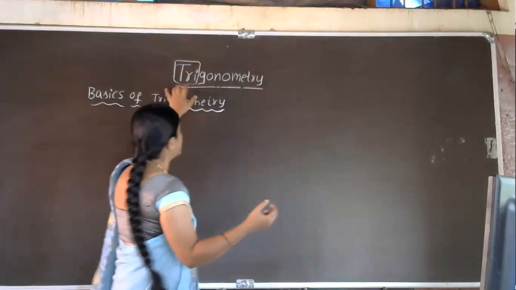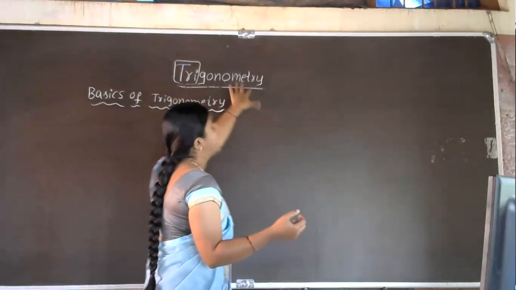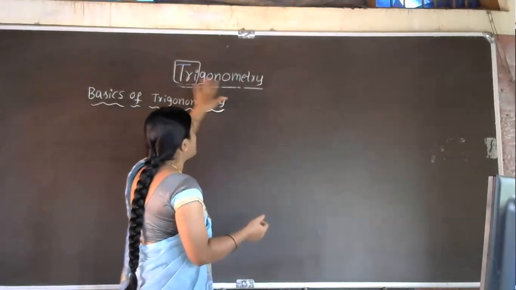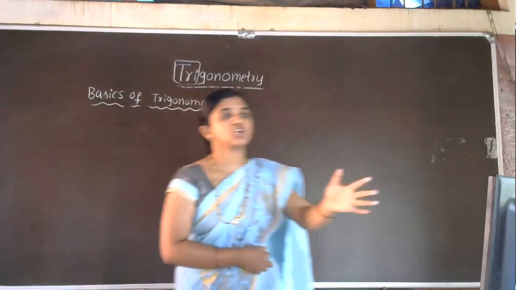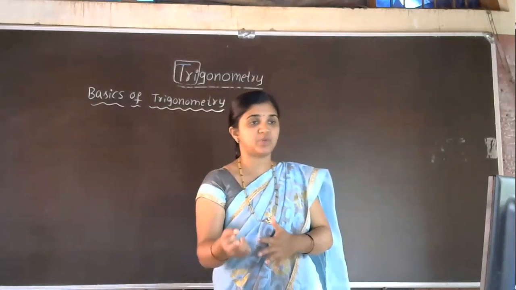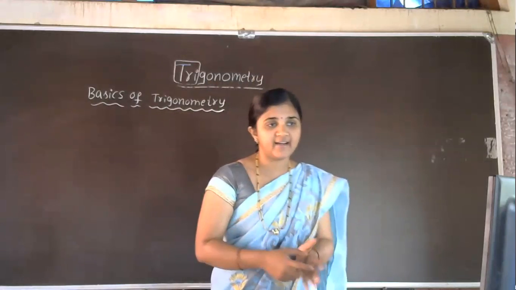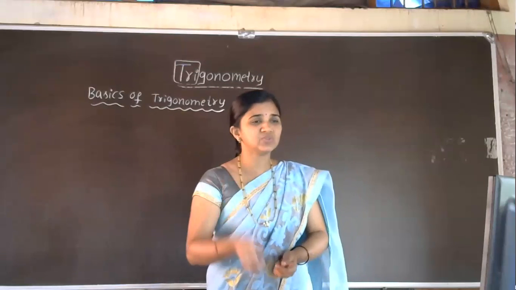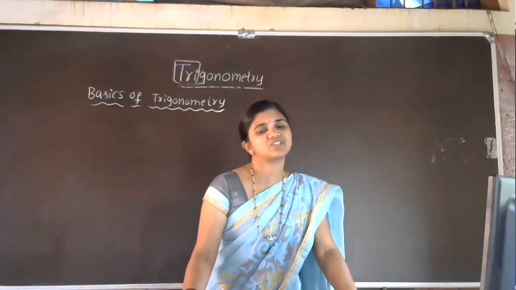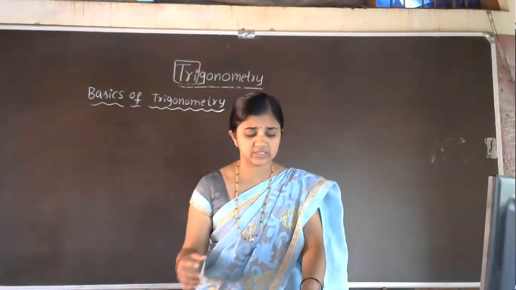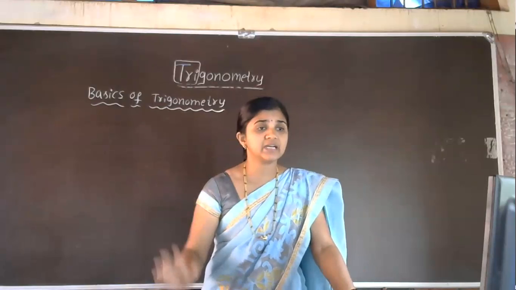So trigonometry: tri means three, gon means sides, metry means measurement. Three sides measurements. It's related to triangles. So what is the use of this trigonometry branch? Where do we have to use this branch? Its use is very large.